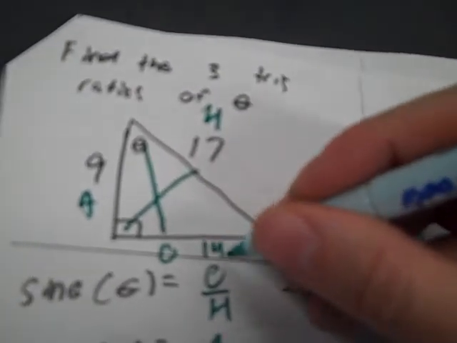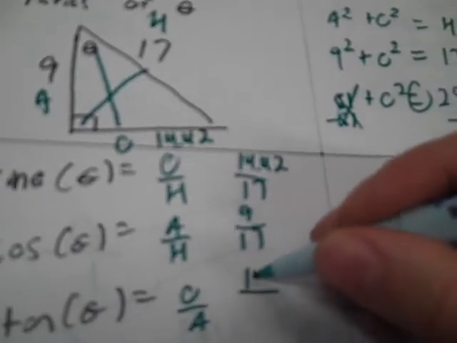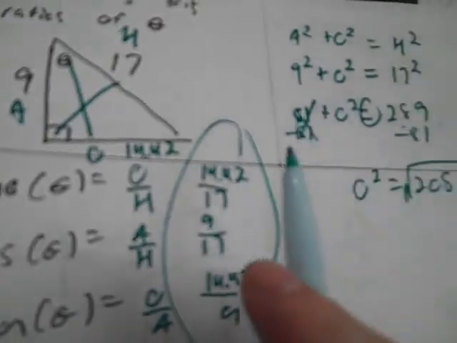Okay, 14.42 is my O. Okay, so O, 14.42, H is 17. A, 9, H, 17. O, 14.42, A is 9. Boom, got it.